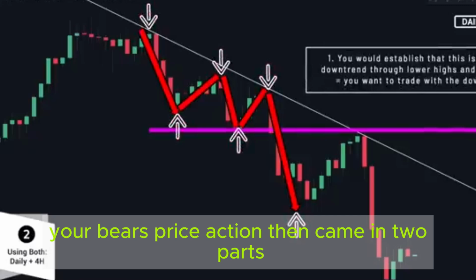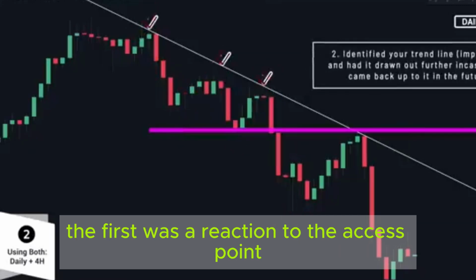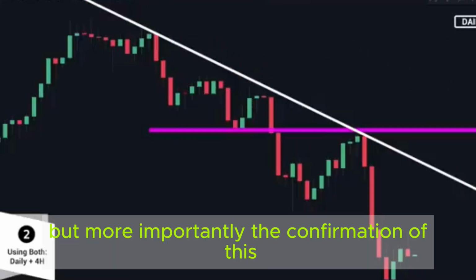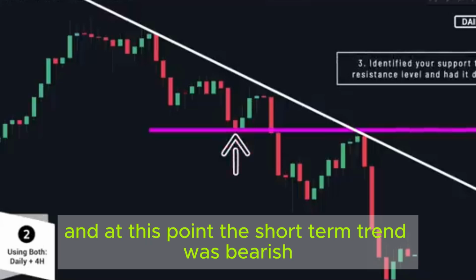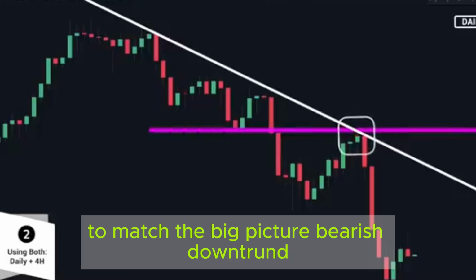Your bearish price action then came in 2 parts. The first was a reaction to the axis point and area of high confluence, but more importantly, the confirmation of this was through the break of the short-term trend line. And at this point, the short-term trend was bearish to match the big picture bearish downtrend.